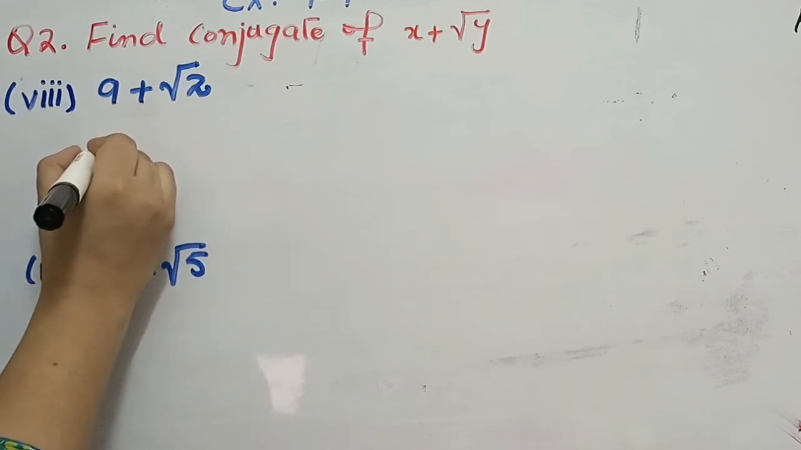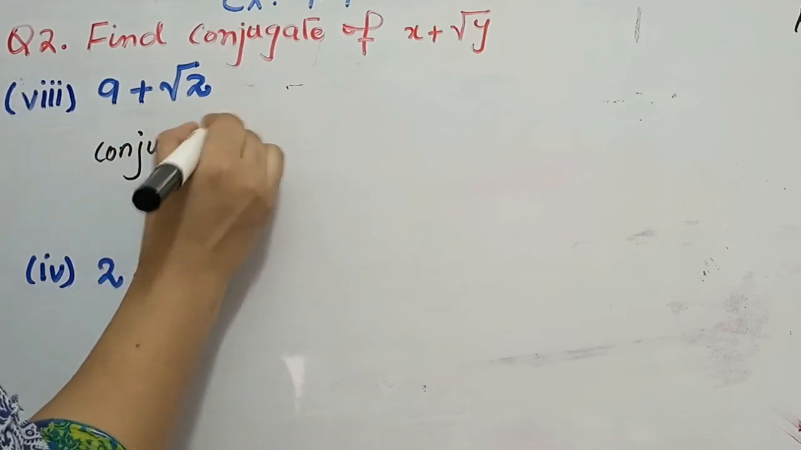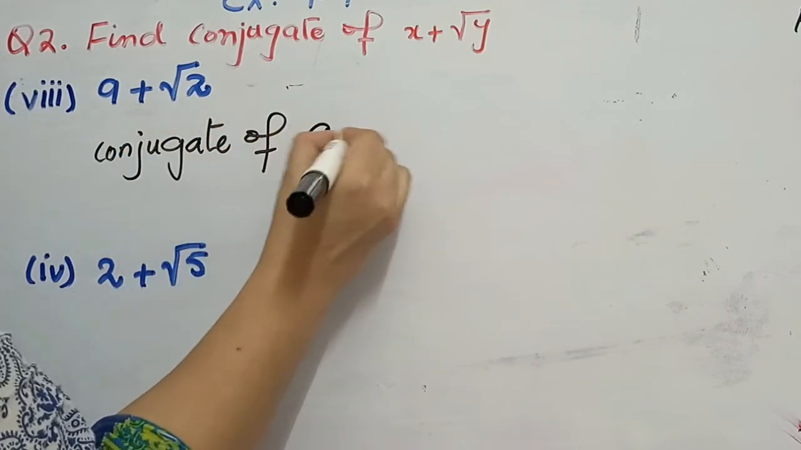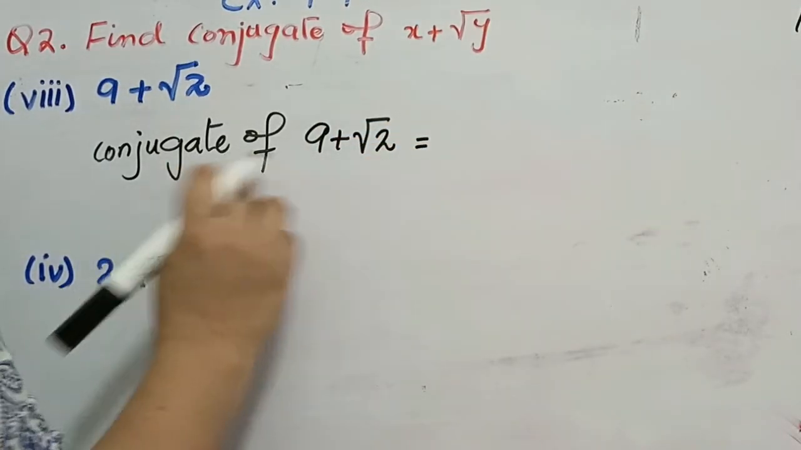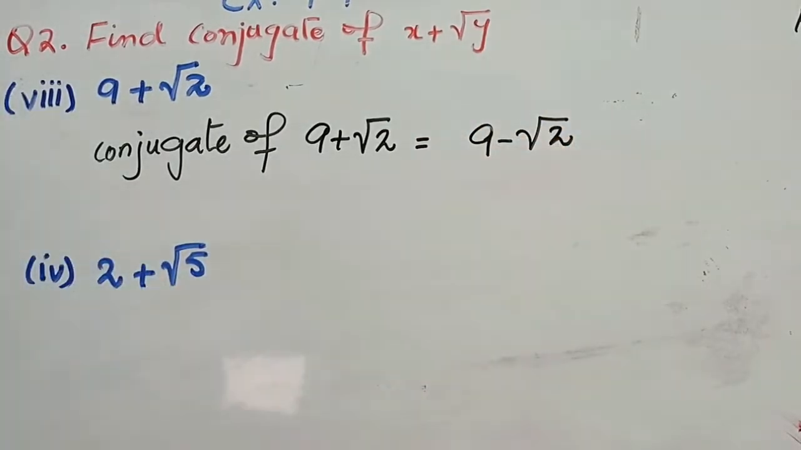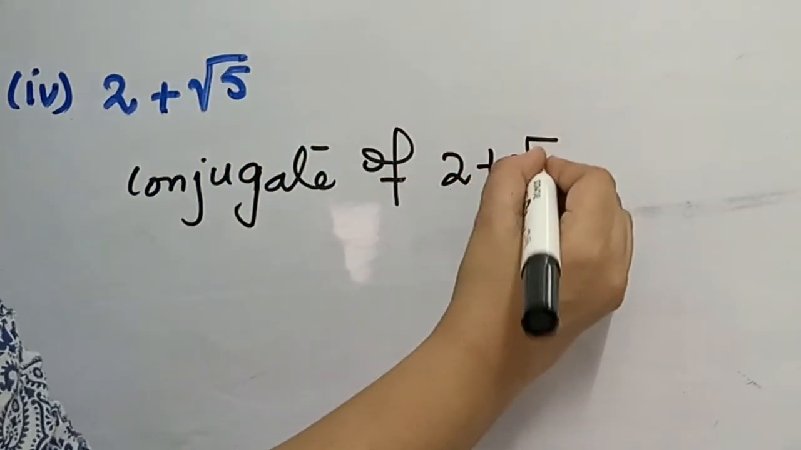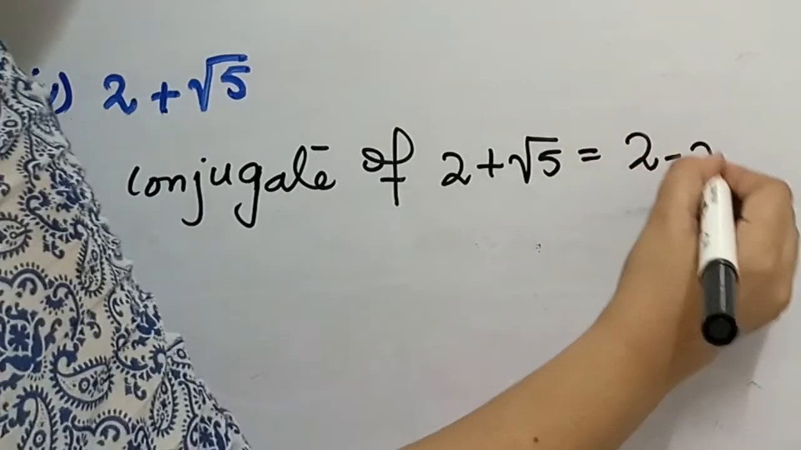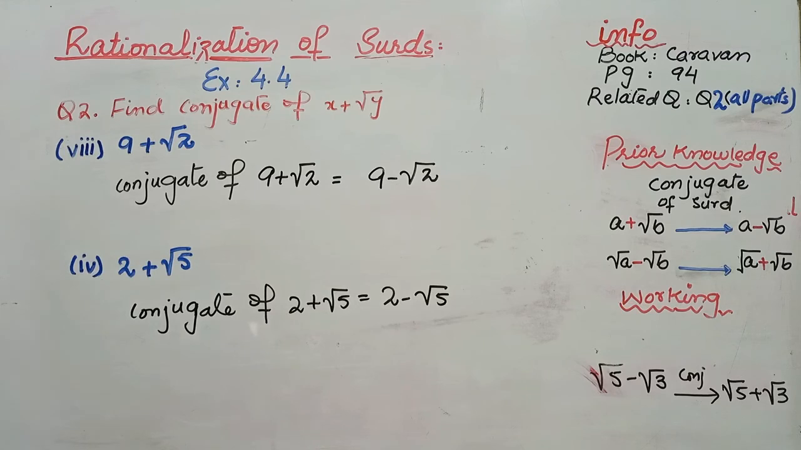So the conjugate of 9 plus under root 2 will be 9 minus under root 2. Fine. And here 2 plus under root 5 is equal to 2 minus under root 5. So all parts of question number 2 are the same like this. You just have to change the sign in between the two terms.